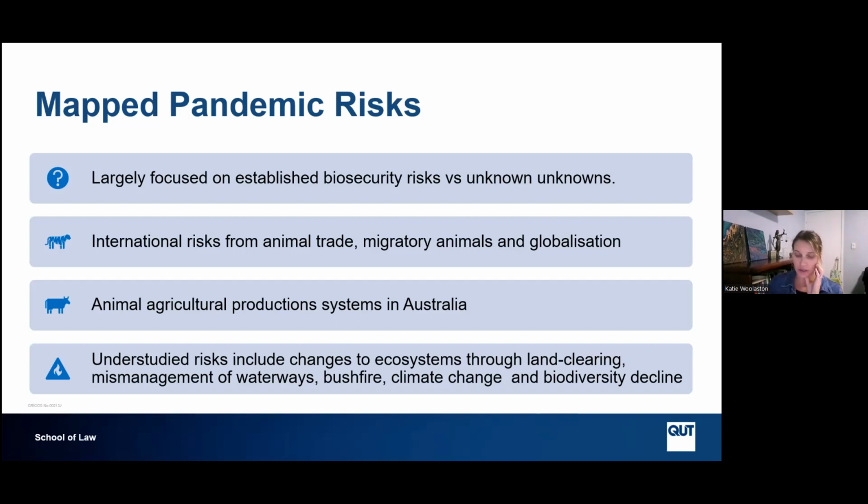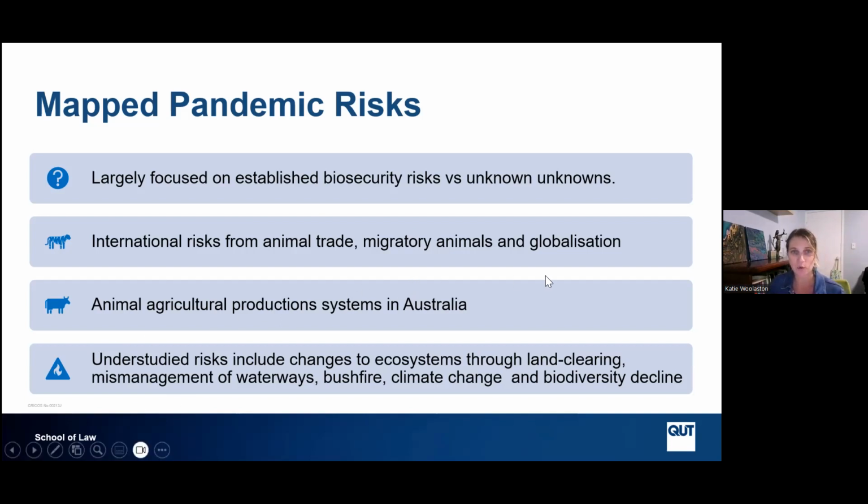So unknown biosecurity risks have received limited attention, and there are few policies to actively seek out those risks and identify and assess future potential biosecurity risks from domestic or international sources. We also know that we have big risks coming from international animal trade, migratory animals, and globalization. For example, Northern Australia is deemed to be at an increased infectious disease risk due to Southeast Asia's proximity and higher rates of trade and tourism between them.